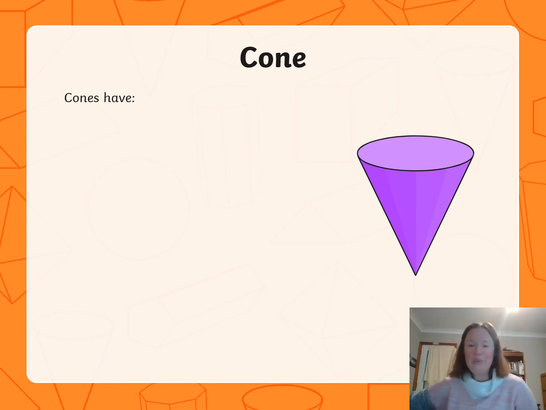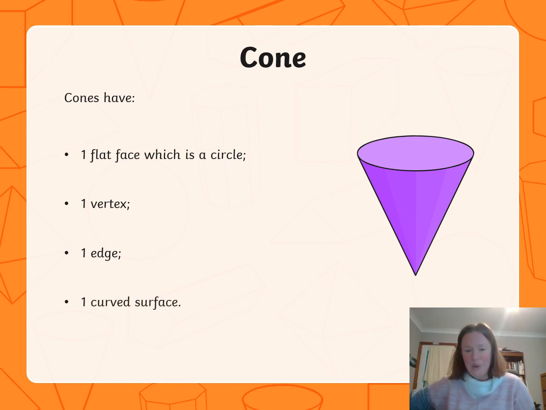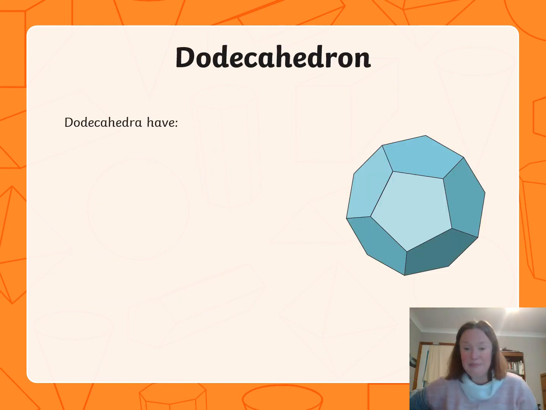Okay, cones. 1 flat surface, which is a circle. 1 vertex, which is our point at the bottom or at the top, depending on where that cone is in space. And 1 edge. 1 curved surface that links the vertex with the flat circular surface. Circular face, indeed.